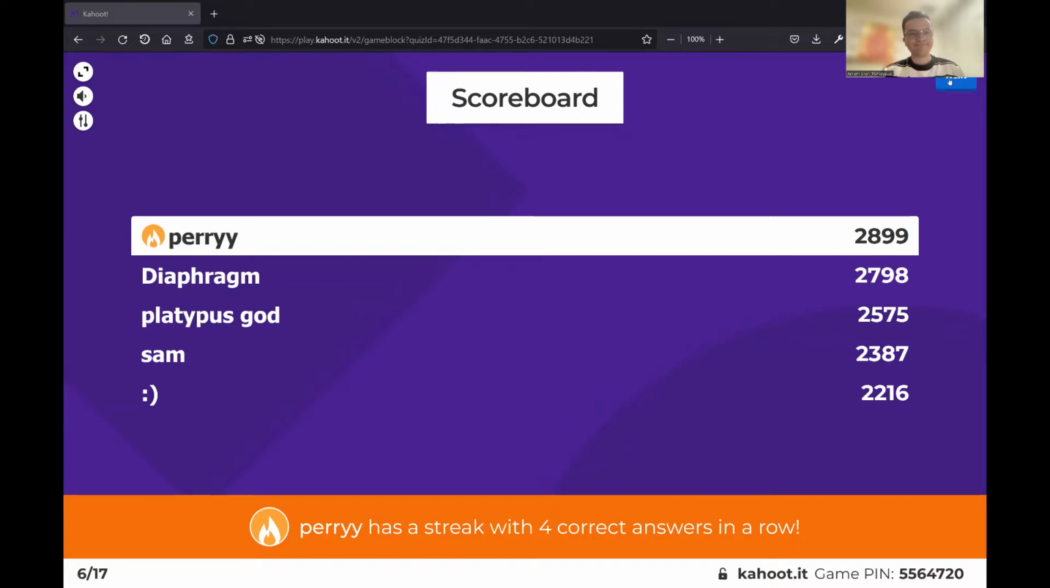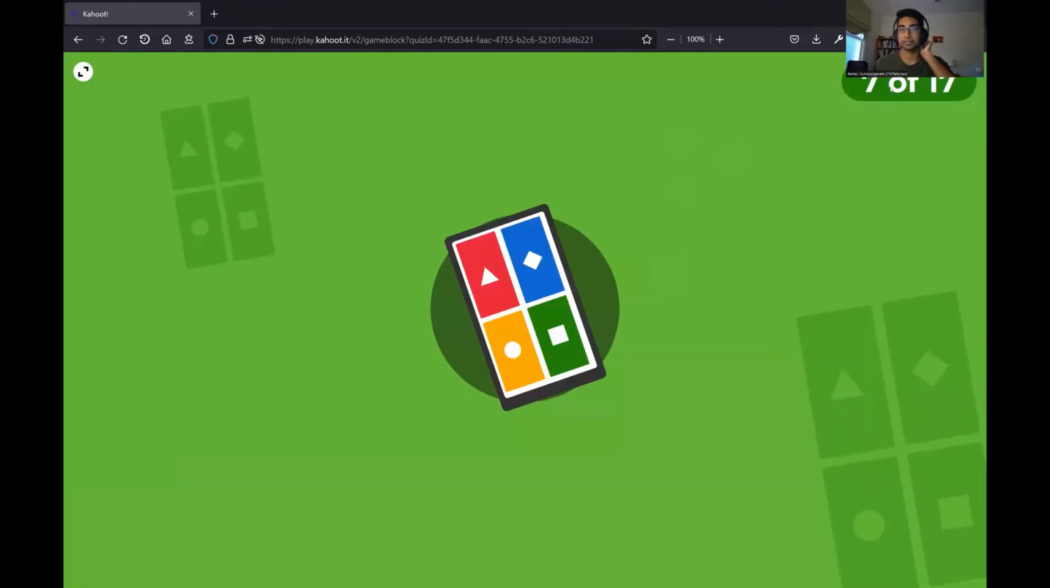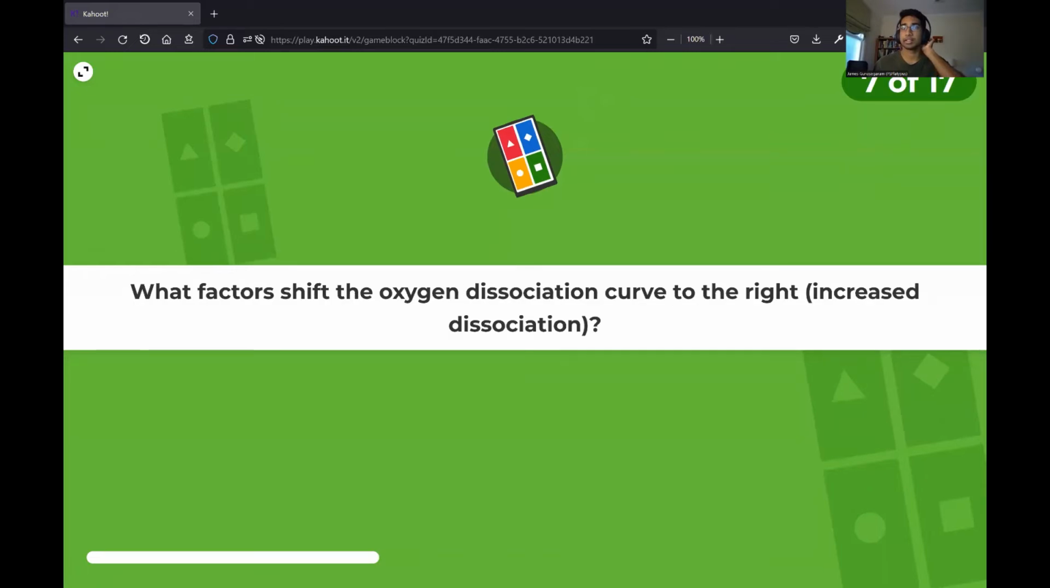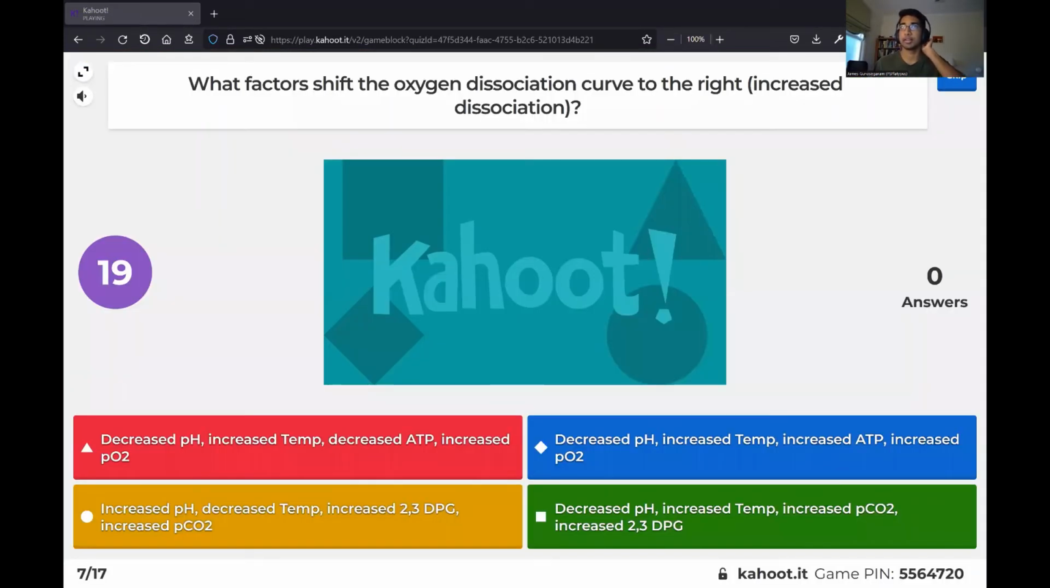Perfect. All right, oxygen dissociation curve. This is actually quite high yield. They do like giving you questions on this one.